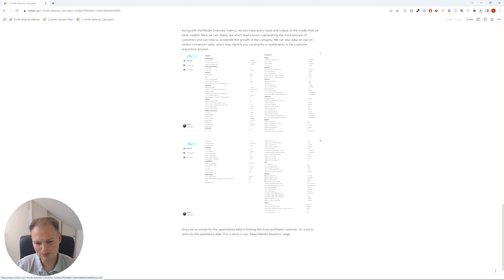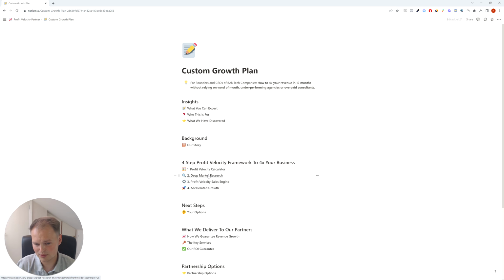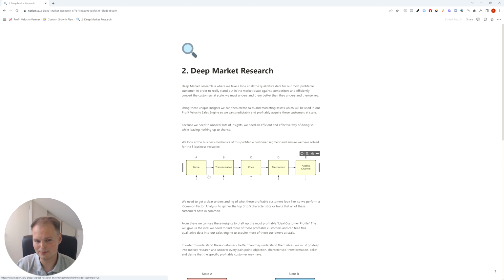And once we've solved for all of the quantitative data in finding the most profitable customer, it's time to solve for the qualitative data. And this is done in our deep market research stage. So if we head back out here and onto our second step of our 4-step profit velocity framework, we have deep market research. So deep market research is where we take a look at all of the qualitative data for our most profitable customer. In order to really stand out in the marketplace against competitors and efficiently convert the customers at scale, we must understand them better than they understand themselves.